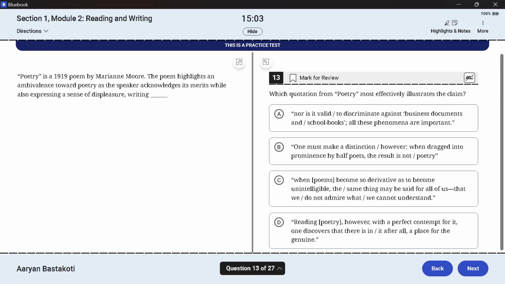The poem highlights an ambivalence towards poetry, meaning confusion, as the speaker acknowledges its merits while also expressing a sense of displeasure. Okay, we need a choice that has merits and displeasure in the same sentence.